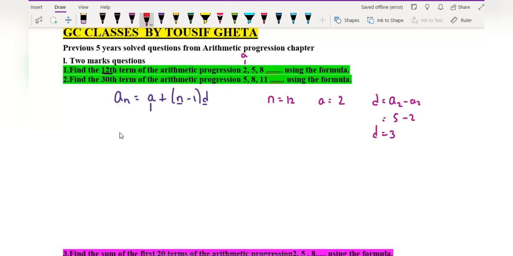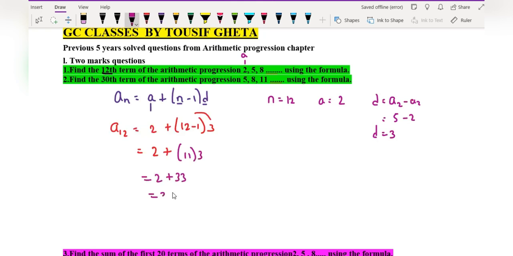Just substitute in your formula. That is a12 is equal to a value 2 plus n value 12 minus 1, d value is 3. Just do the calculation: 2 plus, I cannot multiply first, I need to subtract. 12 minus 1 will give 11, times 3 as it is. 2 plus 11 times 3, that is 33, will give the answer as 34. That's the first one.